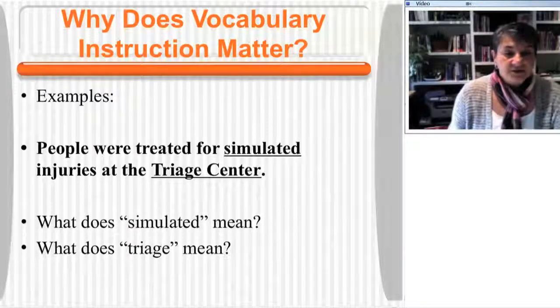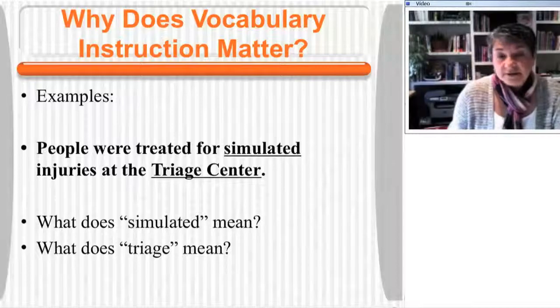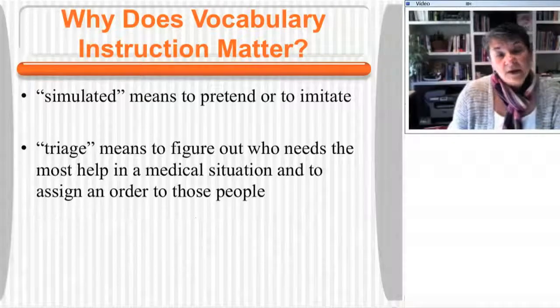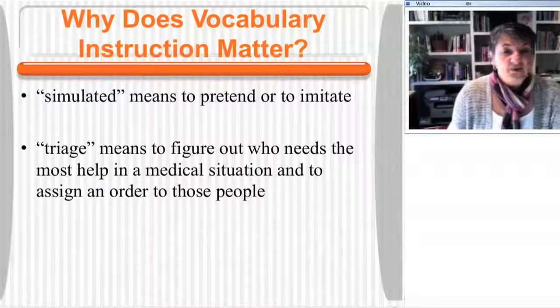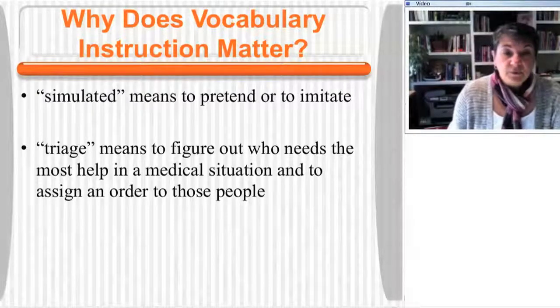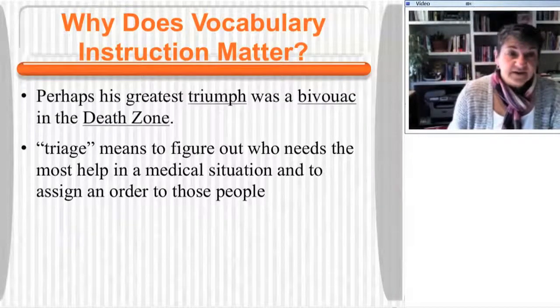We can ask the question, all right, what does simulated mean? What does triage mean? If you think of giving a sixth grader, for example, a sentence like this, they're not going to know what the words mean. Well, simulated means to pretend or to imitate. Triage means to figure out who needs the most help in a medical situation and to assign an order to those people. So the people who need it the most get it the fastest.